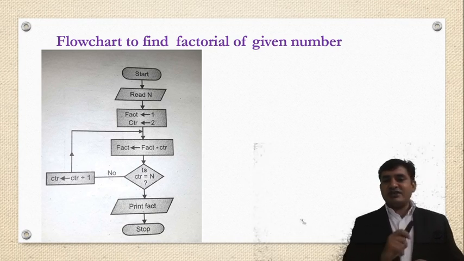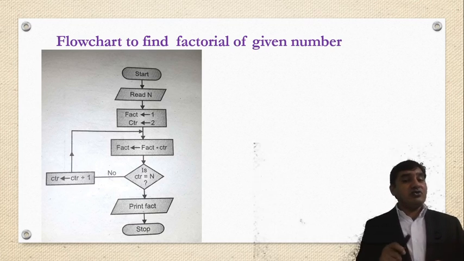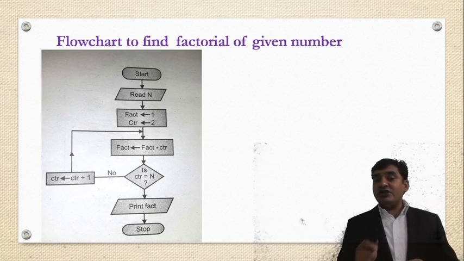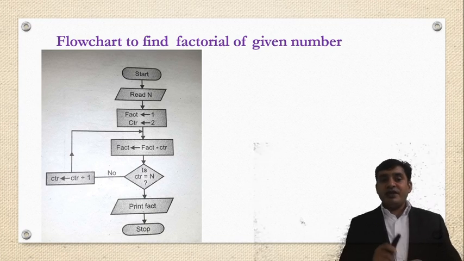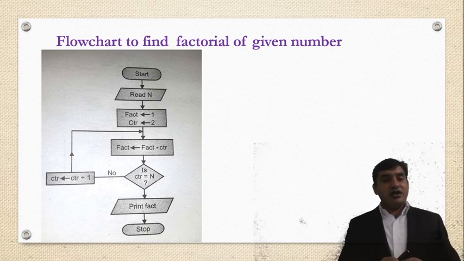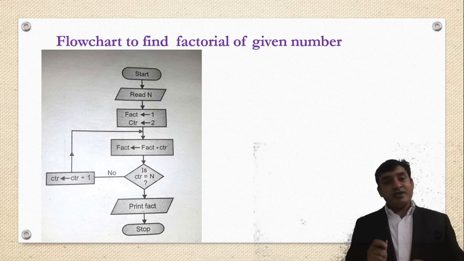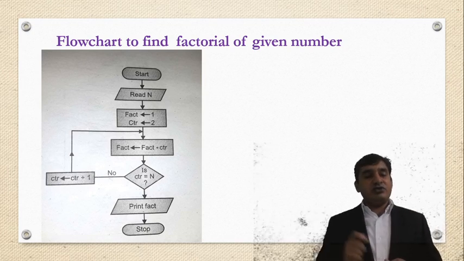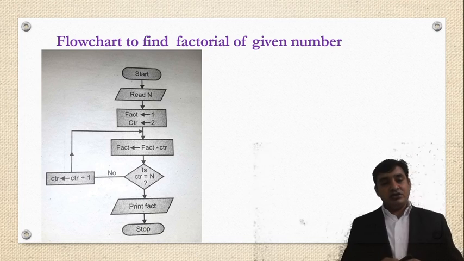Now we have to check the condition. Is counter equal to n, where n means the number whose factorial we have to determine? If no, then increment counter by 1. That is, counter is now 3. Then again, fact is equal to fact into counter, that is 2 into 3.